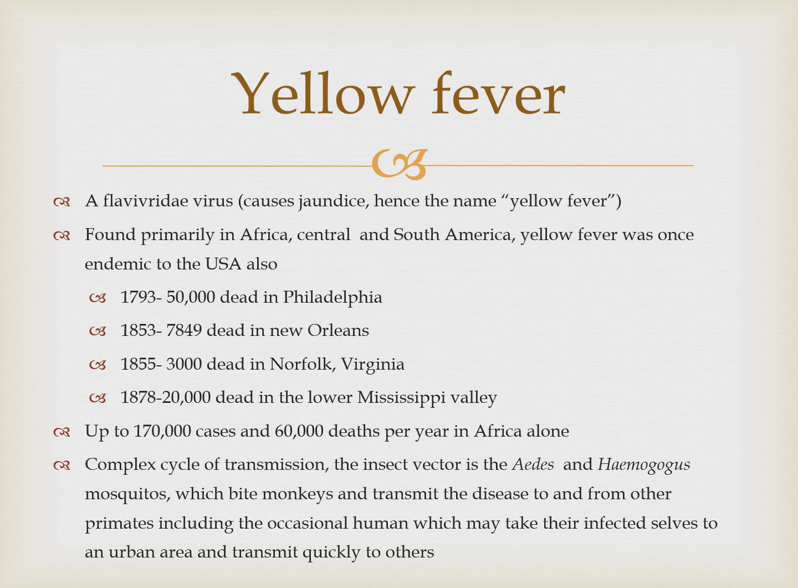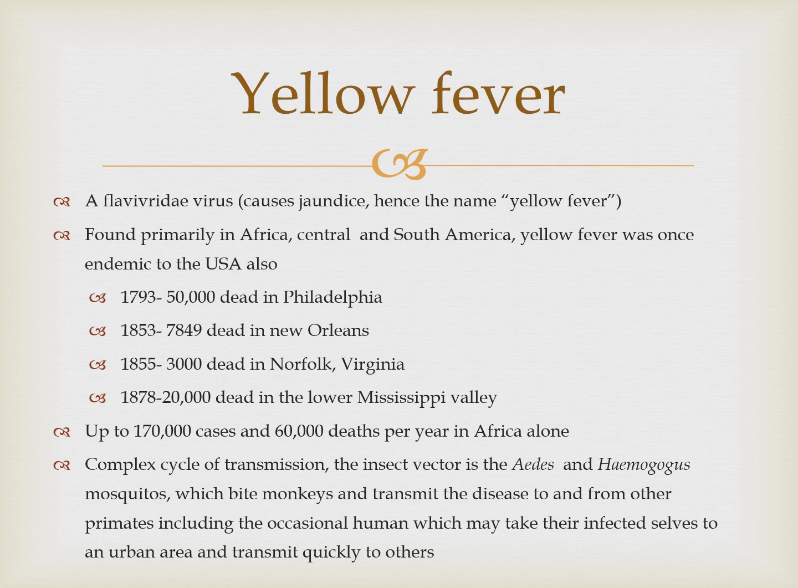In fact, in 1793, there were 50,000 dead in Philadelphia. In 1853, there was about 8,000 dead in New Orleans. In 1855, there was 3,000 dead in Norfolk, Virginia. And in 1878, there were 20,000 dead in the lower Mississippi Valley, and those were all deaths that occurred because of yellow fever. Now, there could be up to 170,000 deaths or cases and 60,000 deaths per year in Africa alone.